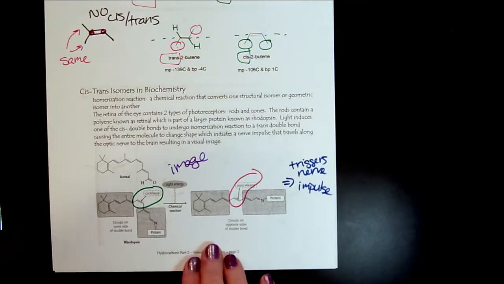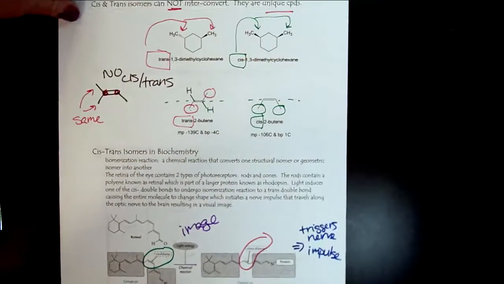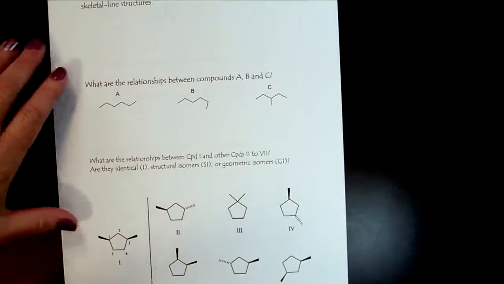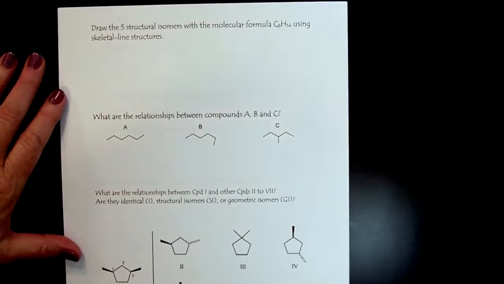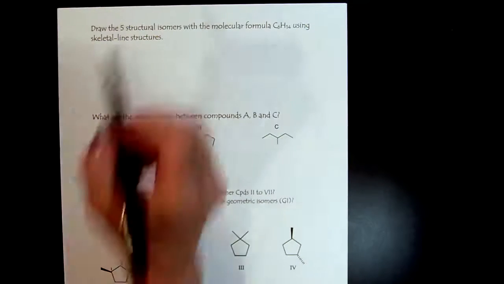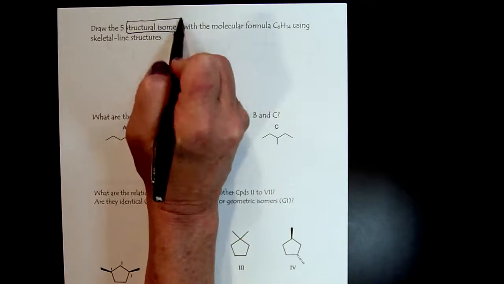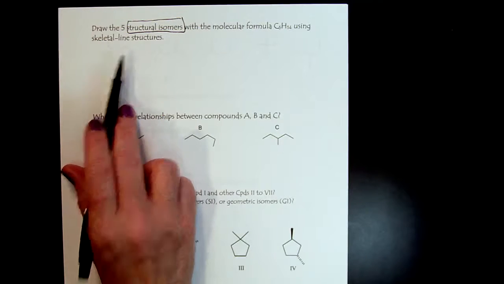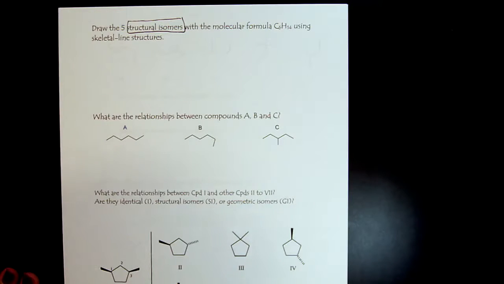All right, so we have a lot of information here. Let's practice it to make sure that we know how to apply this knowledge. So let's look here. Let's go back through. You've got to know the term structural isomer: same chemical formula, different connections. So right now would be a great time to pause the video and see how well you can do at drawing the 5 structural isomers for C6H14.